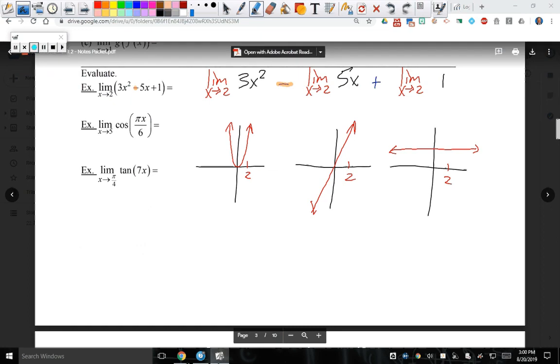So if I approach 2 from the right and left, what do I get here? What would I get as a final answer for all of that? 12, right? Speak up, guys, please. Don't be shy. If you get it wrong, I promise I will help you. If we approach 2 from the left and right here, what would this give me? 10. How about the last one? 1.